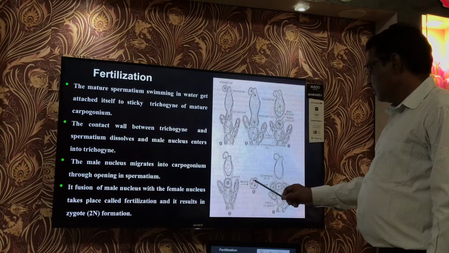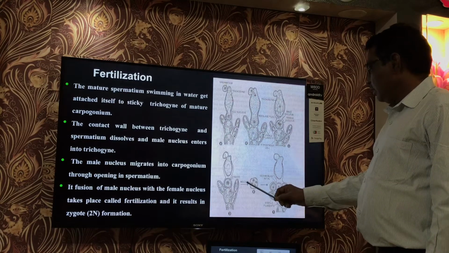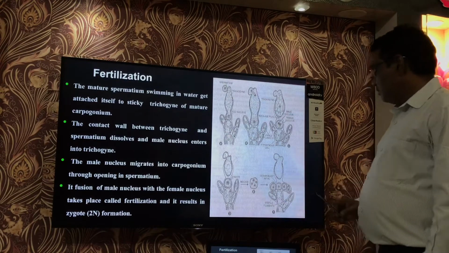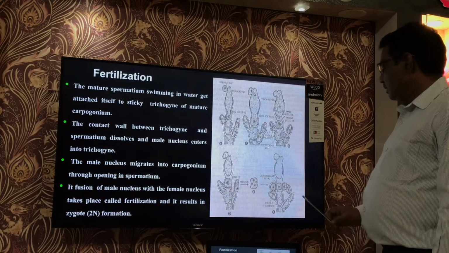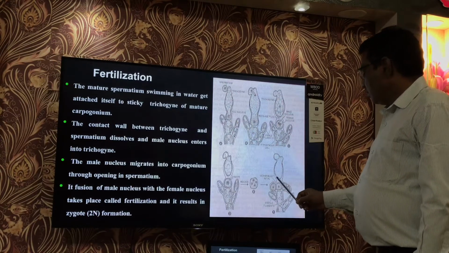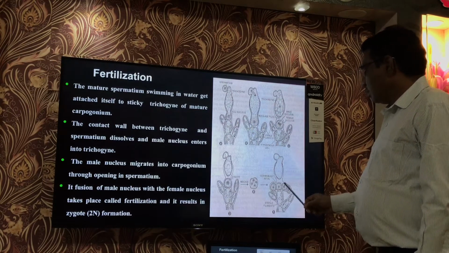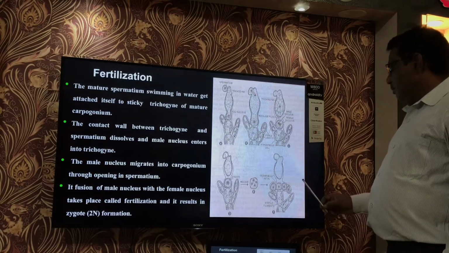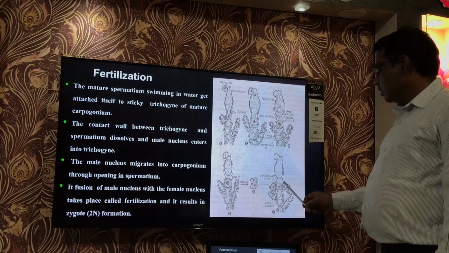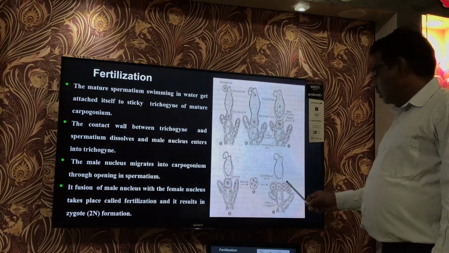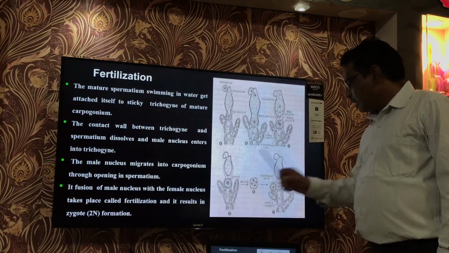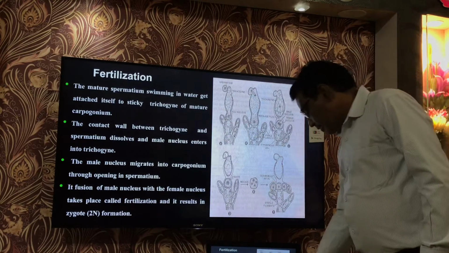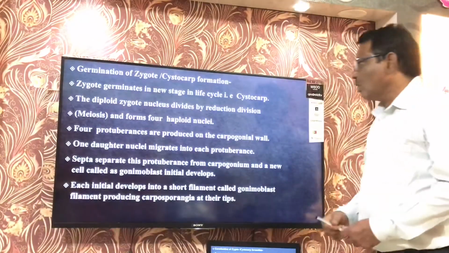So the zygote nucleus, which is diploid, upon reduction division produces 4 haploid nuclei, and at the same time these 4 nuclei are usually produced here in the basal fertilized carpogonium. Immediately 4 protuberances or outgrowths are produced on the wall of this fertilized carpogonium, and one such nucleus enters into each protuberance or outgrowth.